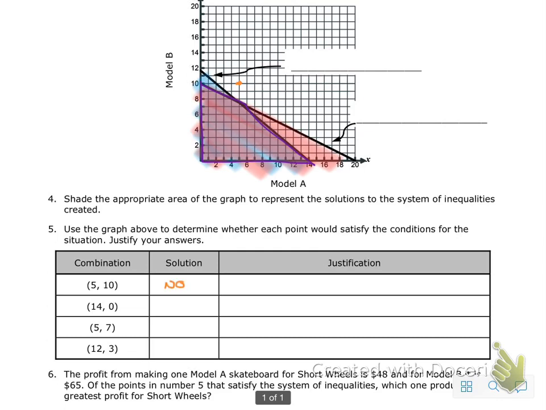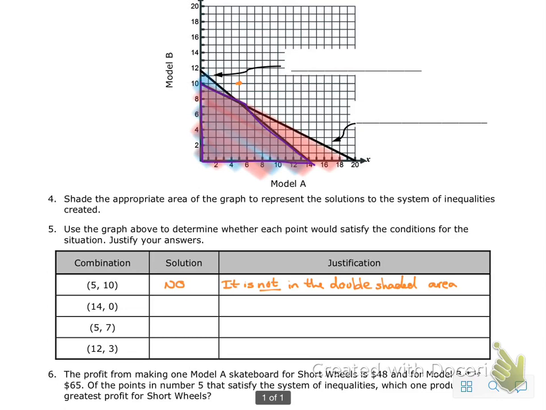And the justification is that it is not in the double shaded area, because our only answers are in the double shaded area. It doesn't matter if it's in the red, it doesn't matter if it's in the blue, it has to be in the overlap. So let's go on to the next point.